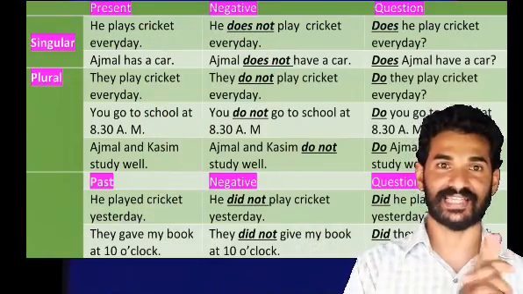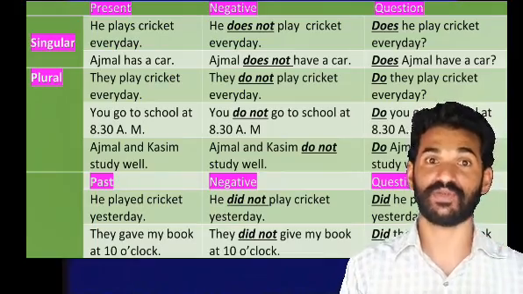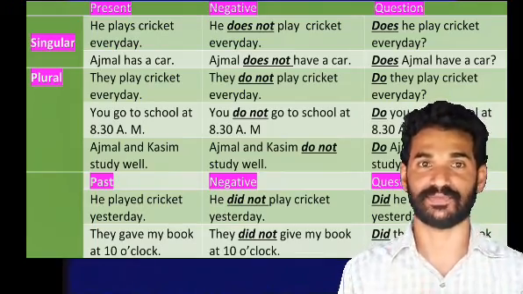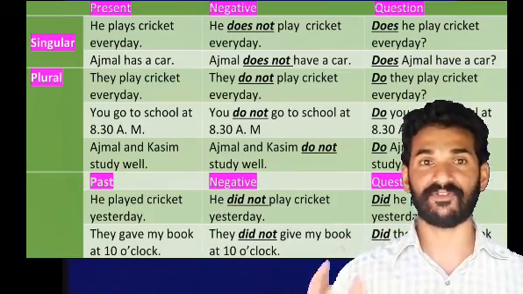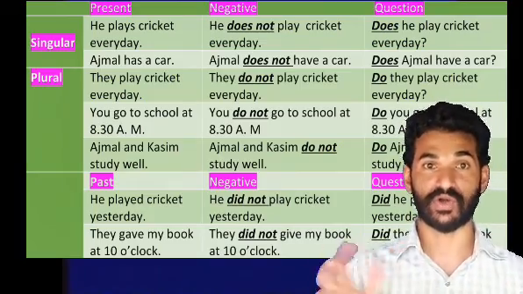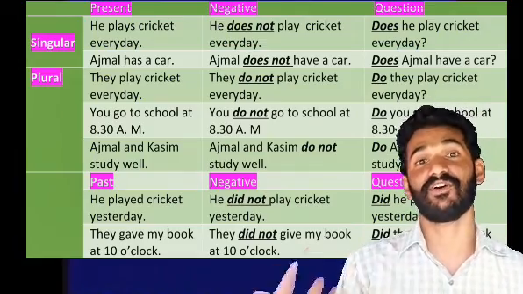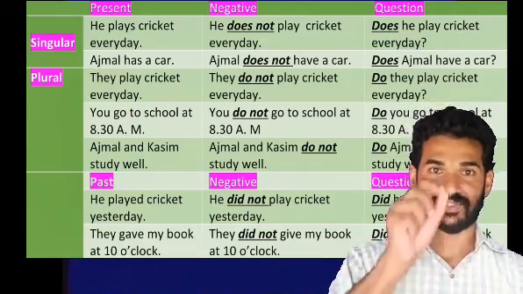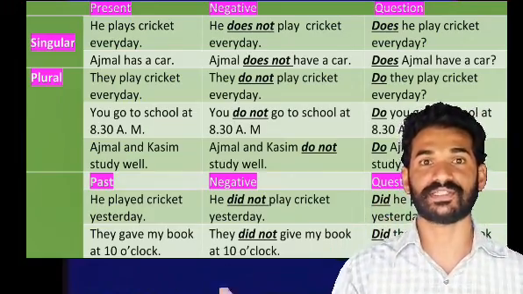Look at the next sentence. Ajmal and Qasim study well. Why do we use study here? Because Ajmal and Qasim, two people, are there. That's the reason we use study there. Okay? And what's the negative of study? Don't study. The negative of come, don't come. The negative of go, don't go. The negative of take, don't take. So the negative of this sentence: Ajmal and Qasim don't study well.